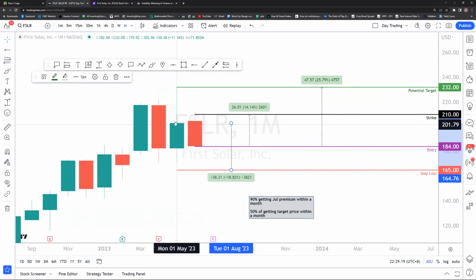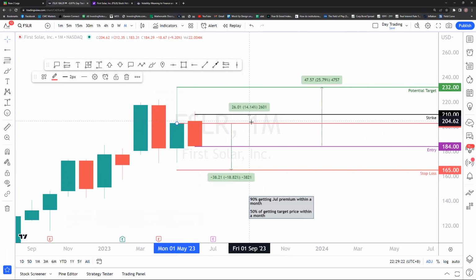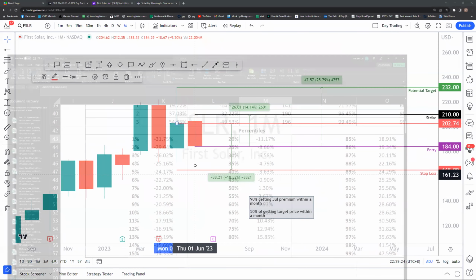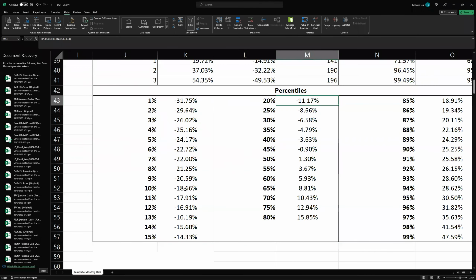Okay, 18% down now, okay? From the previous close to 165, right? 18% is somewhere here, okay? So yeah, I was right initially.